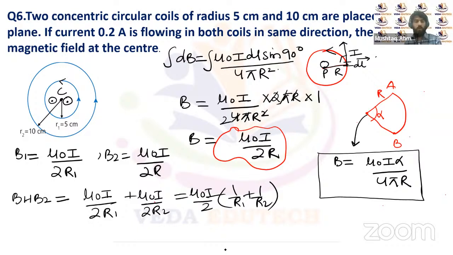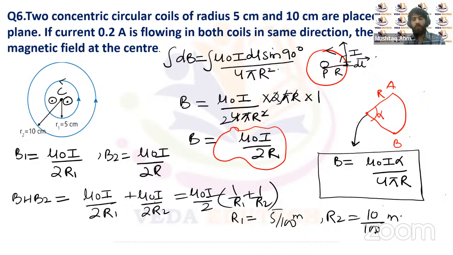Now from here, you can substitute the value of I, that's 0.2, and the values of R1 and R2. R1 and R2 have to be in meters, right? R1 will be 5 upon 100 meters, and R2 will be 10 upon 100 meters. So this is the conversion to be taken care of, to calculate the net magnetic field at point C.